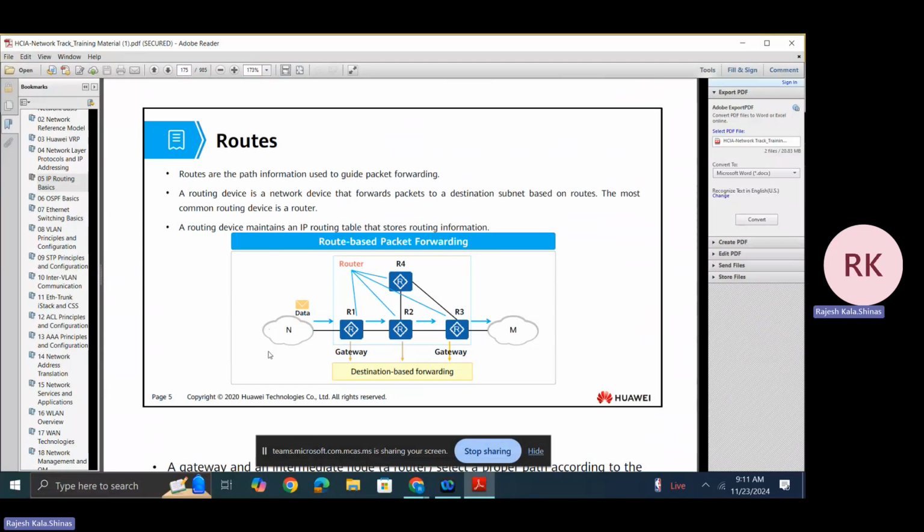We forward the packet to the gateway of our network. That will be a router. That router will check its routing table and find the best route to reach the destination. It will forward to the next router, which will also find the best or optimal route. Then it forwards to another router, and finally reaches the gateway where the destination network is connected. For this, every router will have routing information. They have a routing table, and they will check this information in the routing table.